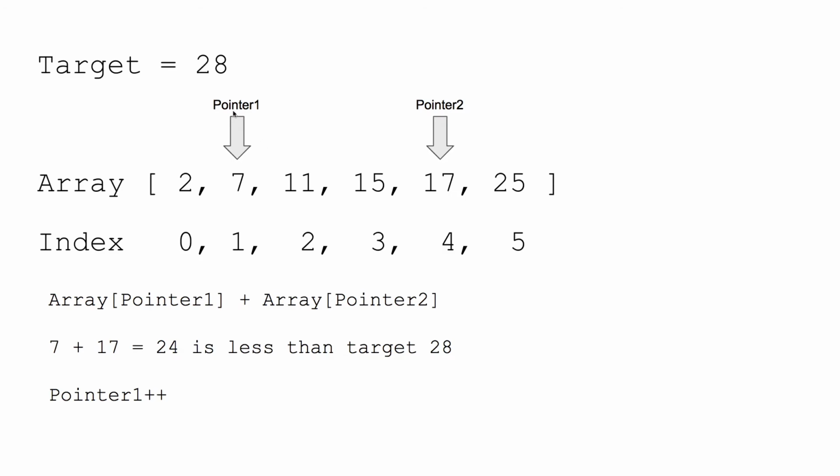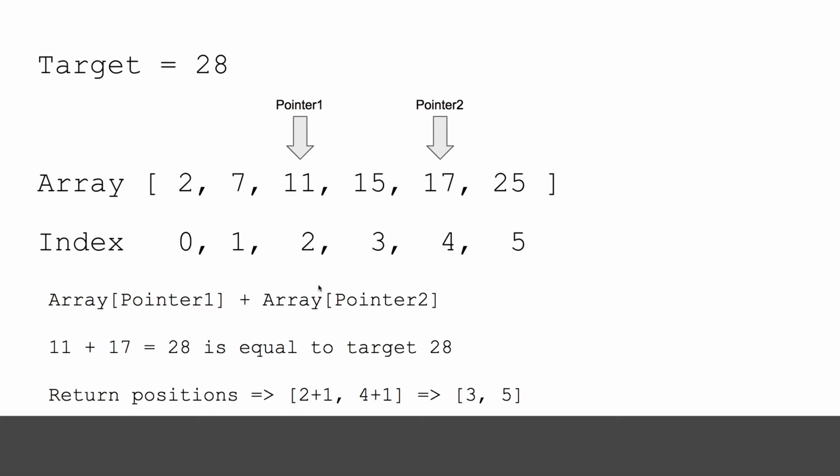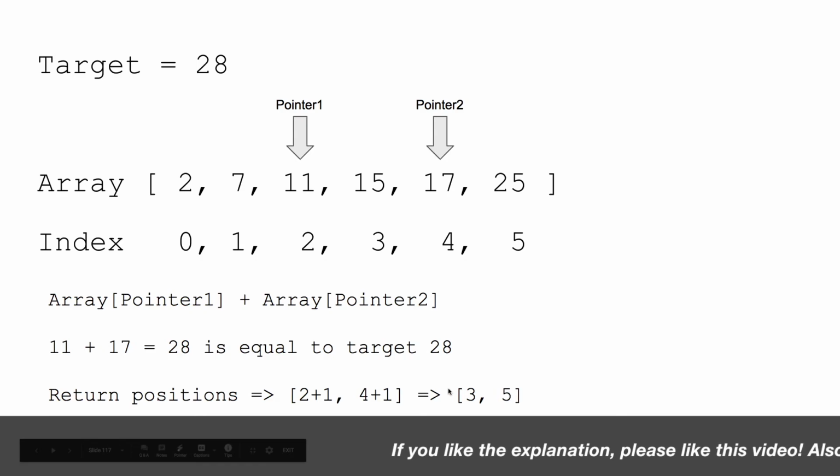That means we need to move pointer 1, so we'll increment pointer 1. Then we'll simply add these two values, 11 plus 17, which is 28. Now as we can see, this is equal to our target value. And from here we'll simply take the index values, add 1, and return 3 and 5.